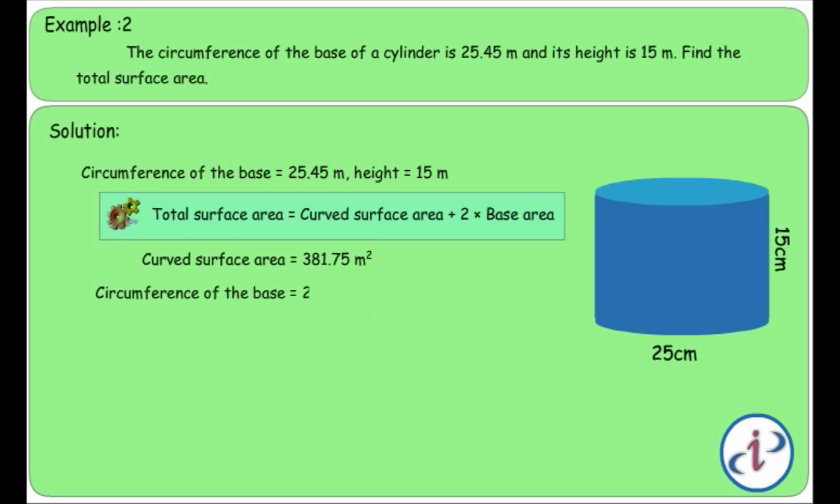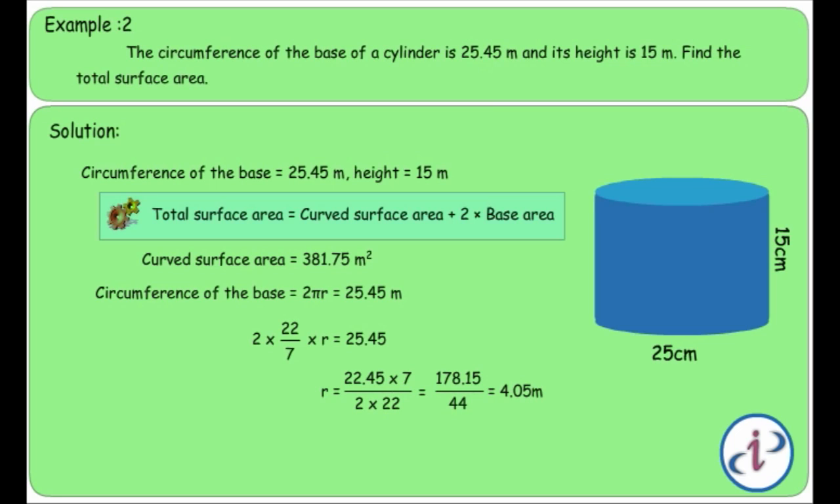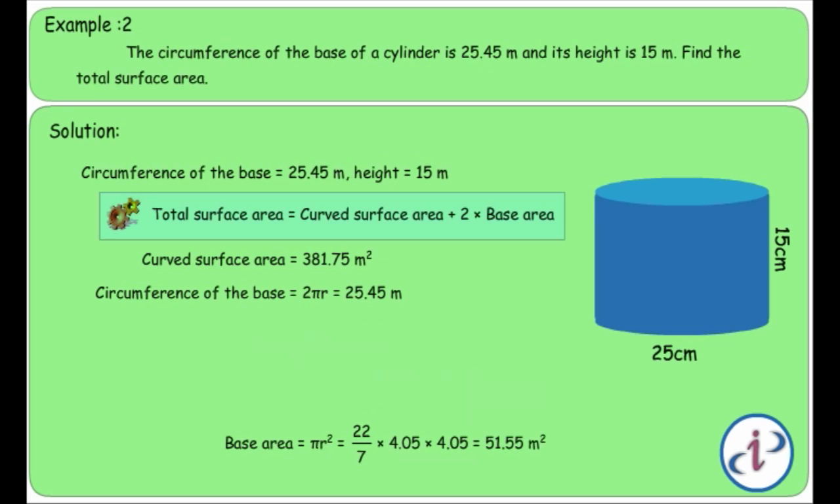Using circumference of the base, we can find radius of the cylinder. That is, 2 pi r is equal to 25.45 meters. From this, we arrive at r is equal to 25.45 times 7 whole divided by 2 times 22. It is equal to 178.15 by 44, which is equal to 4.05 meters. Now, base area is equal to pi r squared. Substituting, we get 22 by 7 times 4.05 times 4.05 is equal to 51.55 meters squared.